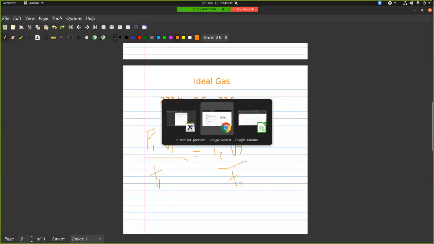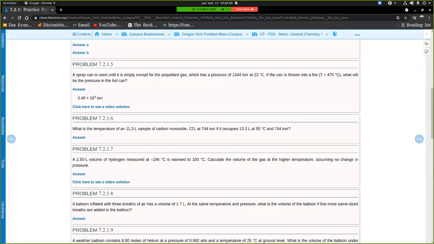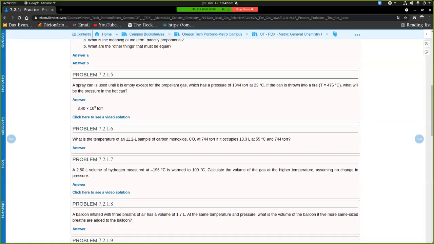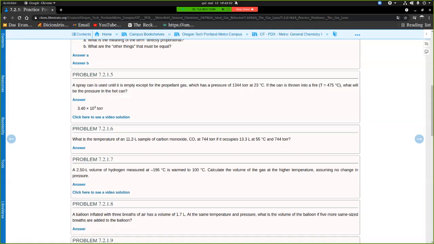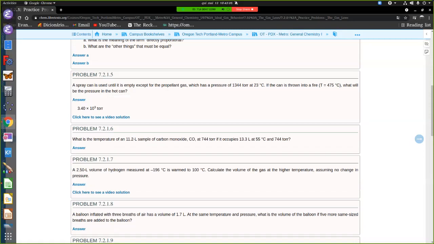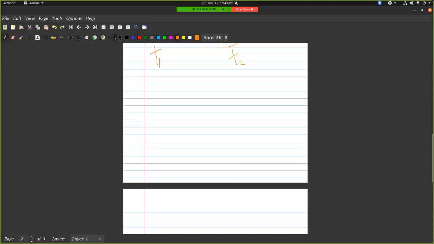Okay, so let's do some exercises. A spray can is used until it is empty, except for the propellant gas. You can just say a spray can which has a pressure of 1,344 torr. Torr is a pressure measurement.